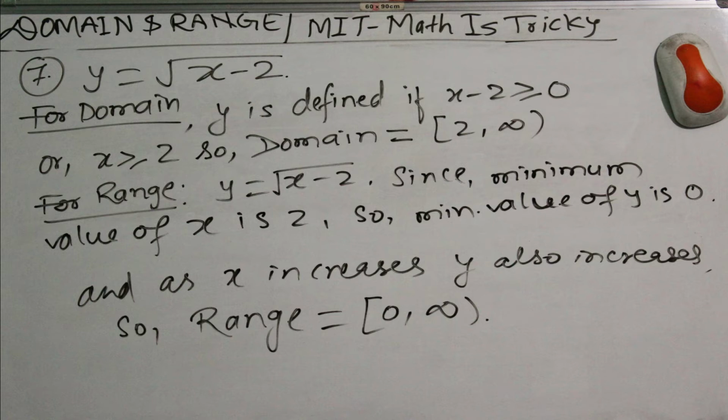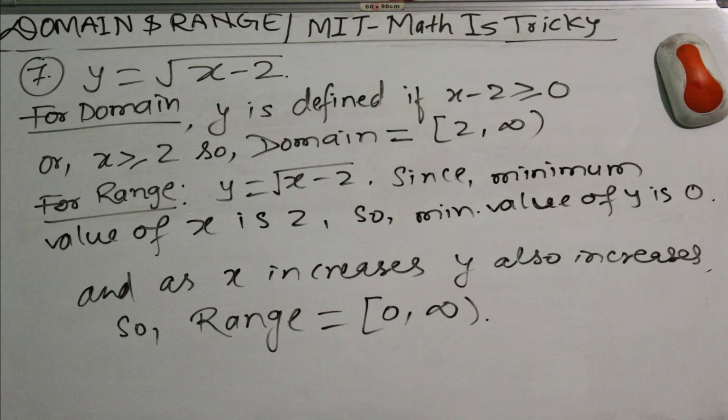How will we find the domain? What are the possible values of x for which this function will be defined? We know that we can find the square root of any number if it is 0 or more than 0. So x minus 2, the number inside the root, must be greater than or equal to 0. It means x minus 2 is greater than or equal to 0, or x is greater than or equal to 2.